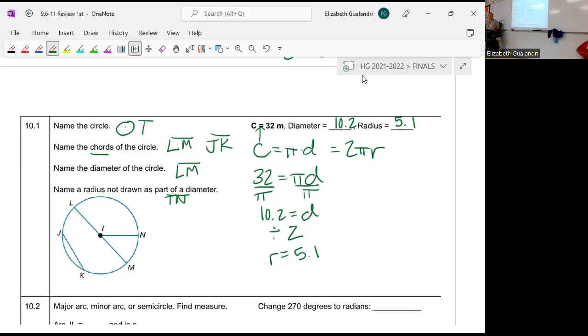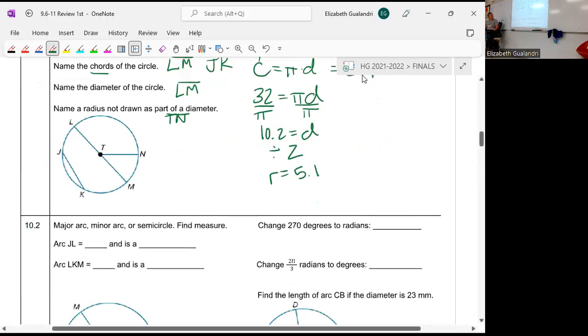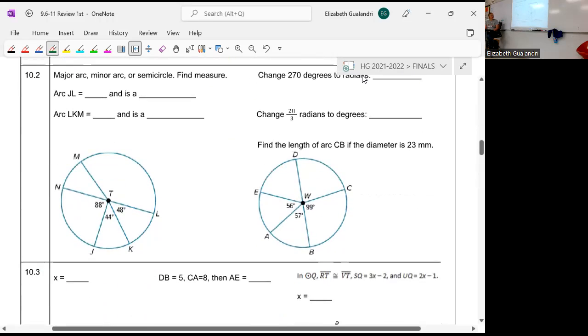So make sure you understand if you see a C equals, that's what you're given, especially if it talks about diameter and radius. In 10.2, major arc, minor arc, or semicircles. Remember, the major arcs are bigger than 180, the minor arcs are smaller than 180, and the semicircle is equal to 180.